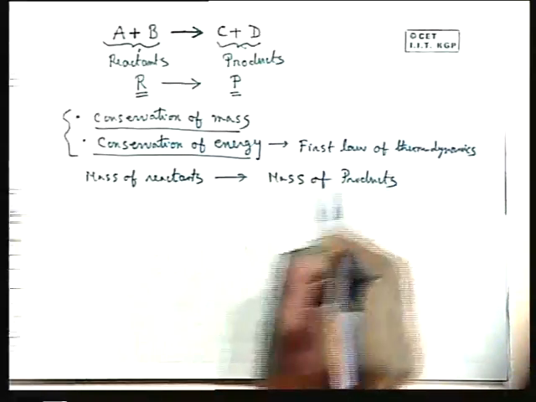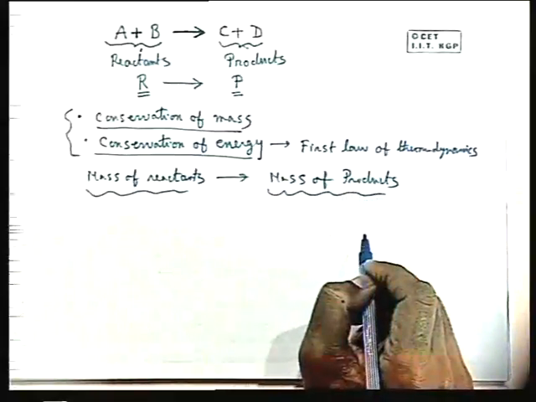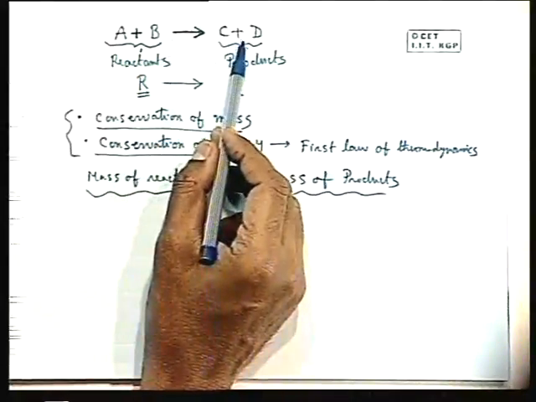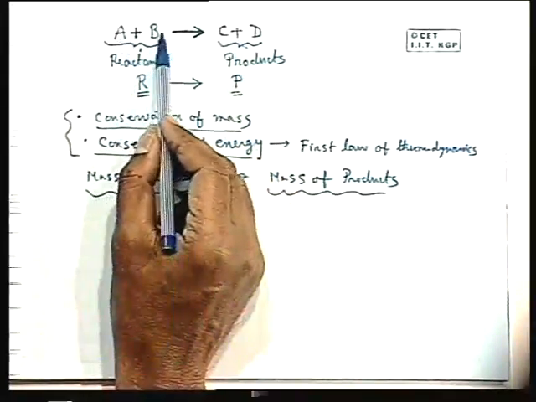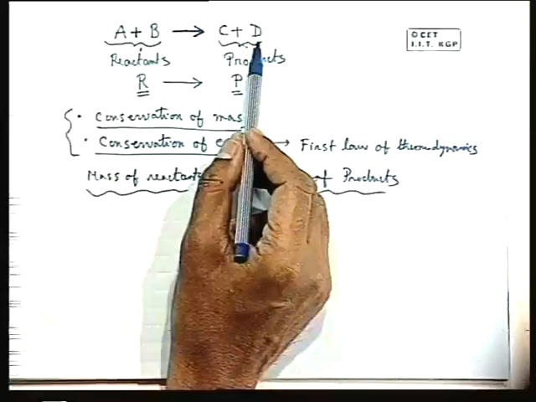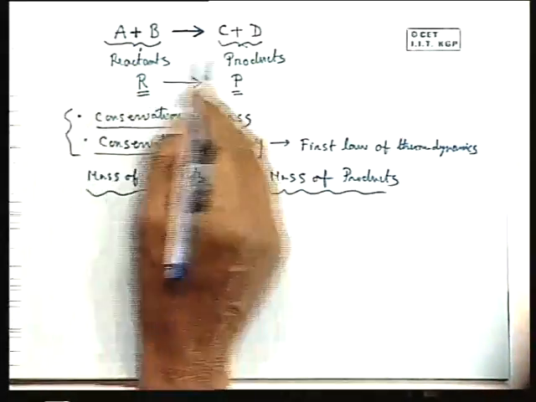Mass of products. Therefore, the total mass of reactants must be equal to the mass of products. And as you know, when we write a chemical equation in balanced form, let A and B be typical species, which may be elements or compounds, and C and D are also like that. Then they have some fixed number of moles to make the reaction complete.